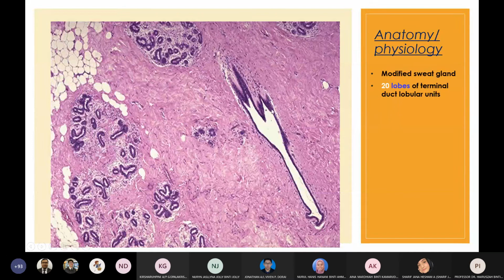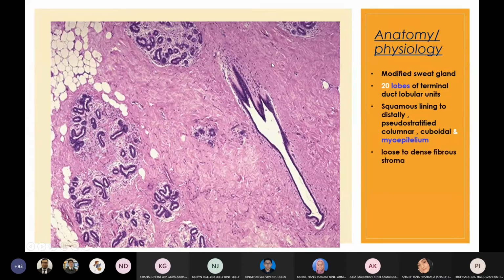What are ductal breast linings? They are actually modified sweat glands. They're called TDLU, terminal duct lobular unit. They are lined from the outside by squamous cells. As they go in, you have stratified columnar, cuboidal, and these are the terminal ductal units. They are really small, in groups like that. Clusters, and these are all the supporting stroma.